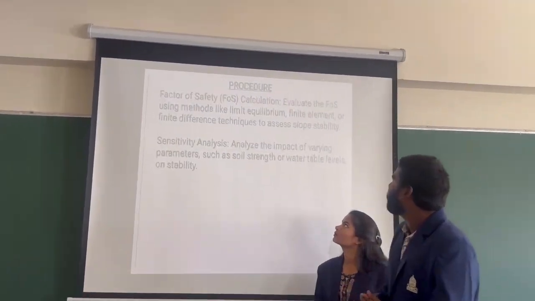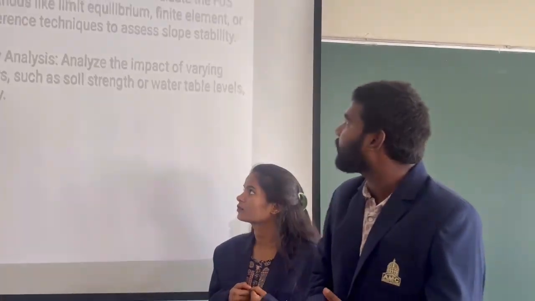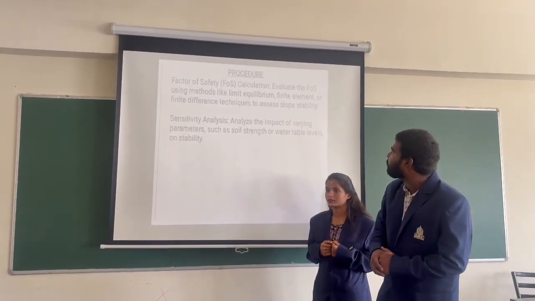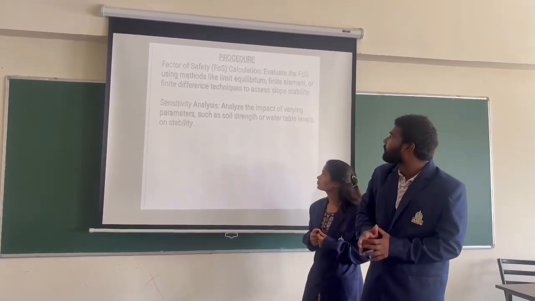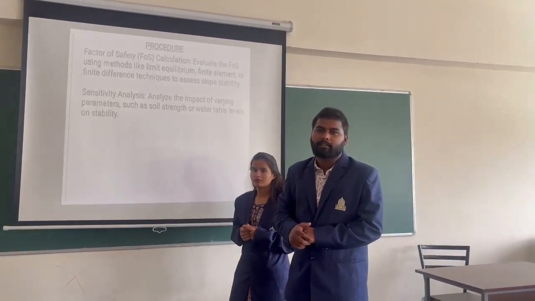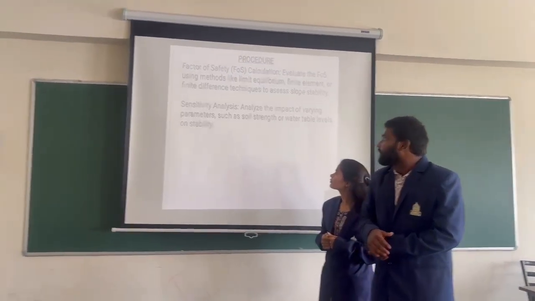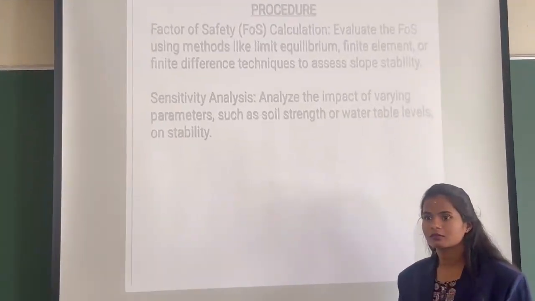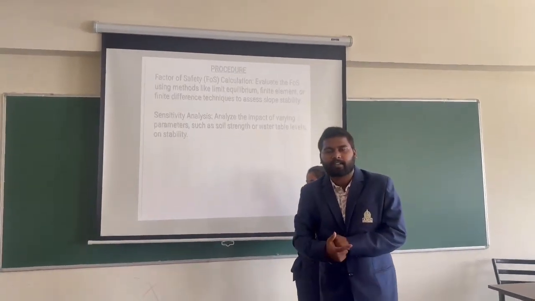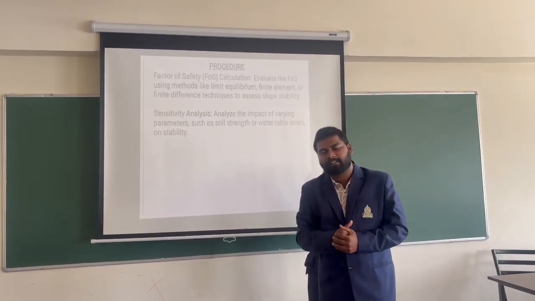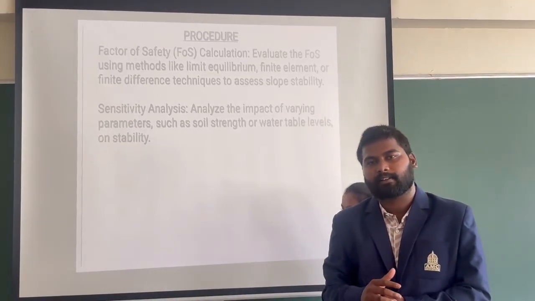Then factor of safety calculation: evaluate the FOS using methods like limit equilibrium, finite element or finite difference techniques to assess slope stability. Finite element and limit equilibrium are techniques to calculate the slope stability for further process. Sensitivity analysis analyzes the impact of varying parameters such as soil strength or water table levels on stability. We should calculate the stability of slopes for the different water levels.